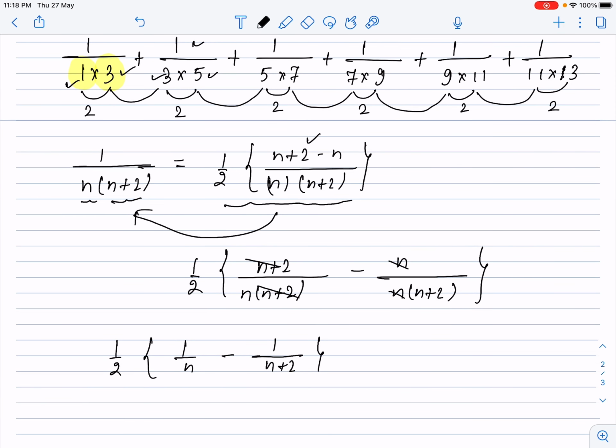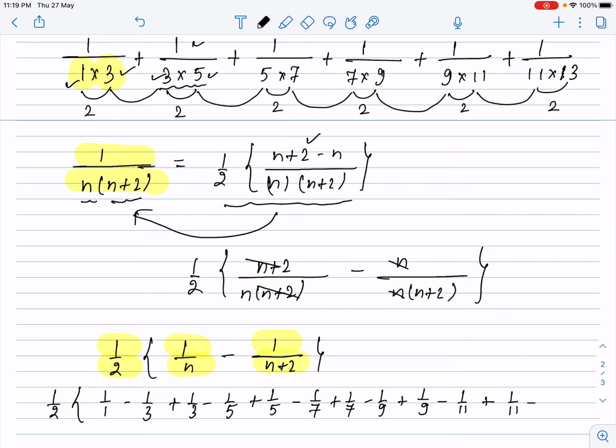I'll write it like 1 upon 2, then use this form. What is the form we are using? 1 upon n into n plus 2 is equal to 1 upon 2 multiplied by 1 upon n minus 1 upon n plus 2. So finally we have 1 by 2 multiplied by 1 upon 1 minus 1 upon 3, then 1 upon 3 minus 1 upon 5, plus 1 upon 5 minus 1 upon 7, plus 1 upon 7 minus 1 upon 9, plus 1 upon 9 minus 1 upon 11, plus 1 upon 11 minus 1 upon 13.